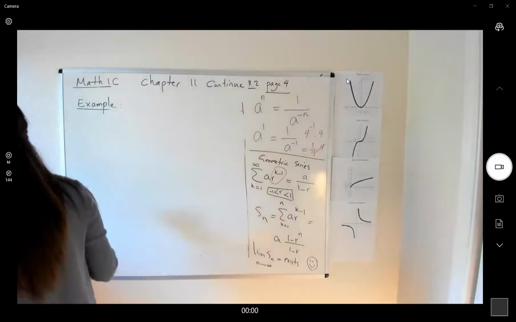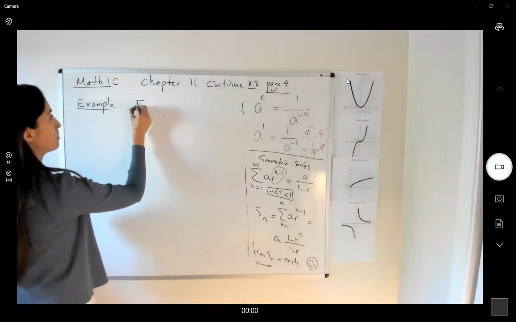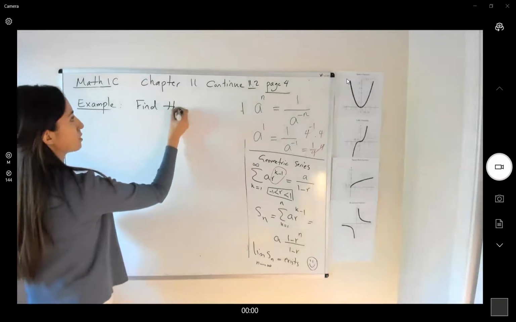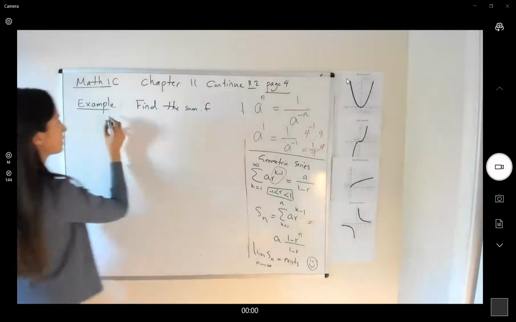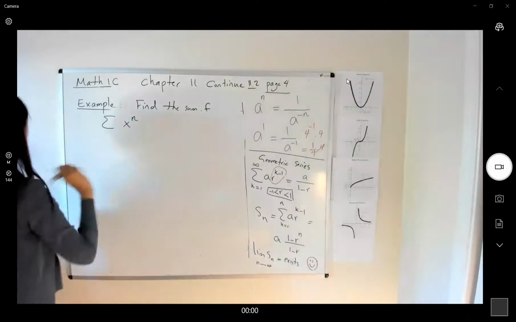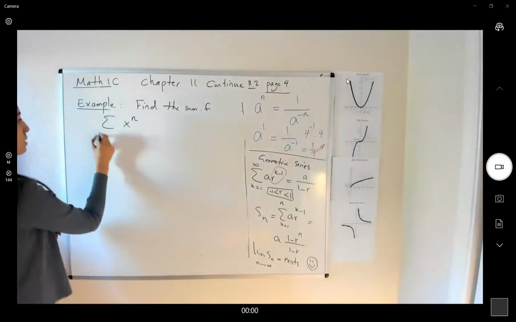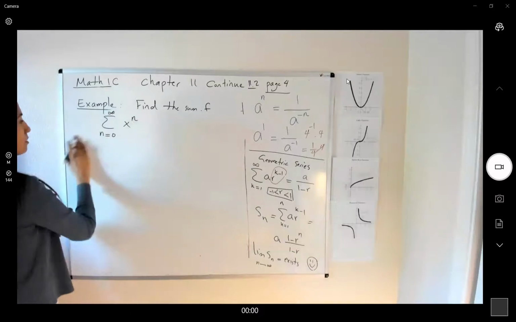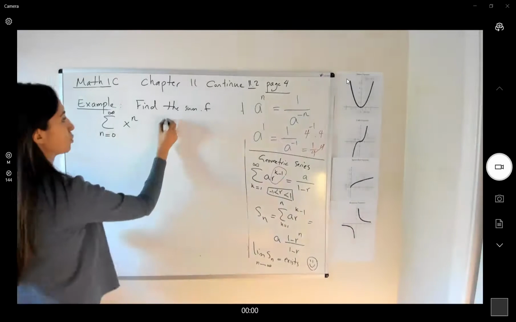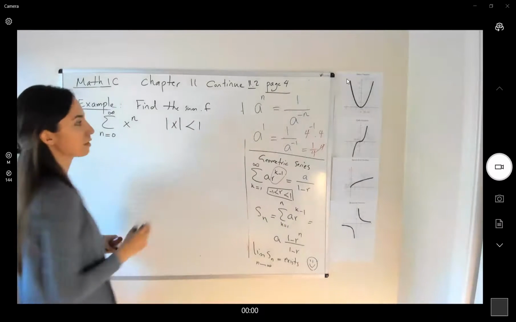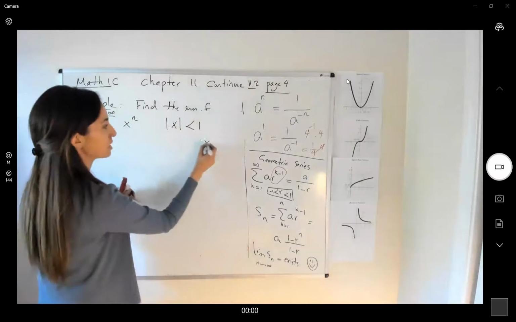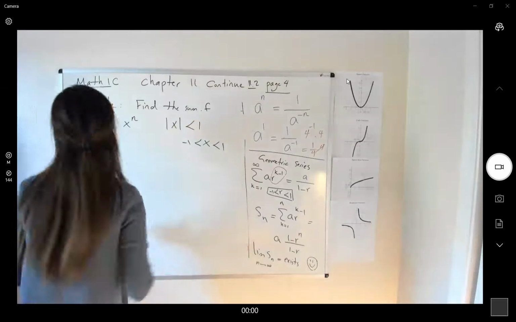Example. This example says find the sum of the series sigma x to the n, where n starts from 0 to infinity, and the absolute value of x is less than 1. What's the meaning of that? It means that x is between -1 and 1.